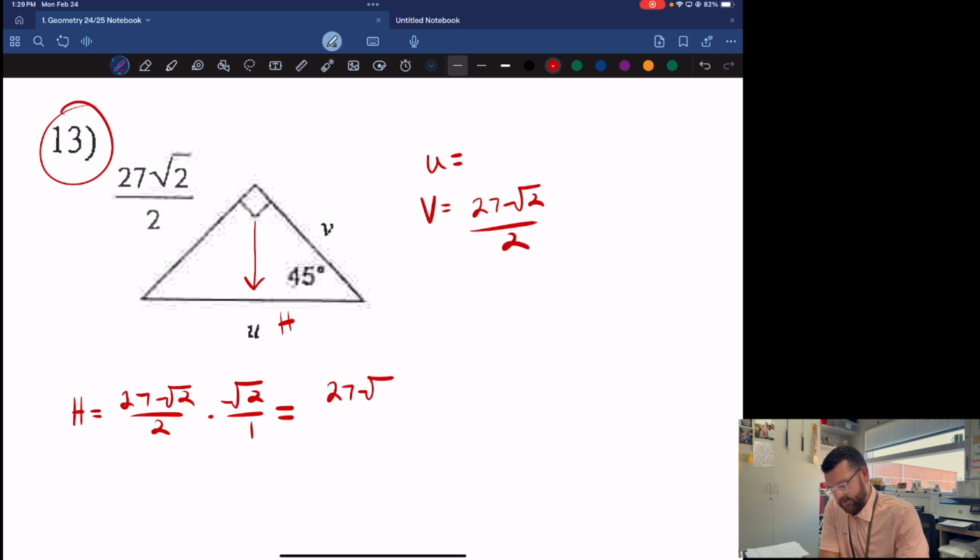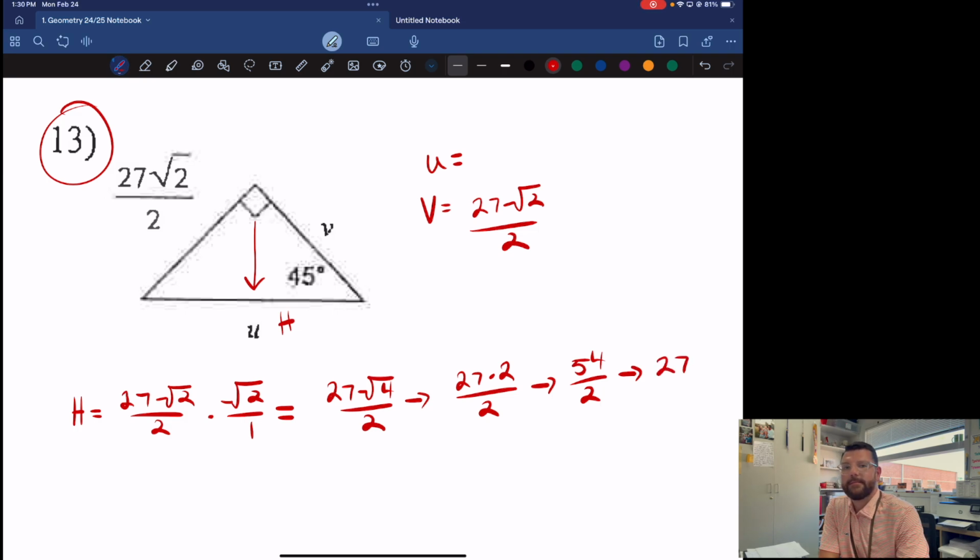This is going to give me 27 root of 4 over 2. When I start to simplify this, this is 27 times 2 over 2, which is now 54 over 2, which reduces down to 27. Again, without saying anything, look at that problem and tell me if you noticed.